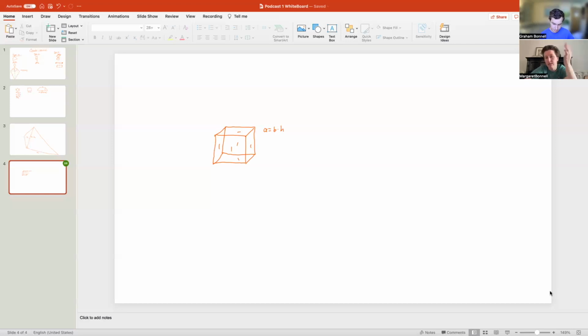Yeah, since we're dealing with a cube, another option would be to find the area of one side and then multiply it by 6. But sure, if you want to add stuff up individually, go right ahead.